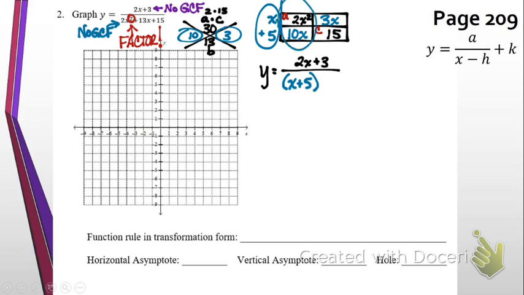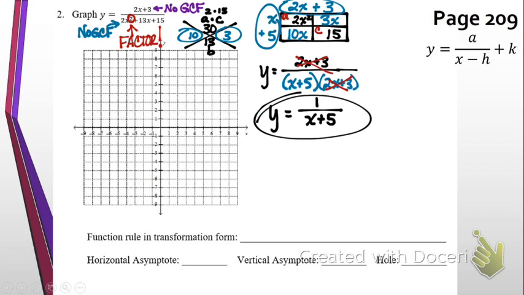What about when I go vertically? 2x squared and 10x? 2x. 3x and 15? 3. Positive or negative 3? Positive. So 2x plus 3. Do you see anything that will cancel for us? The whole numerator. If I cancel the whole numerator, what's left in my numerator then? 1. Down in the denominator, I have x plus 5 left over.